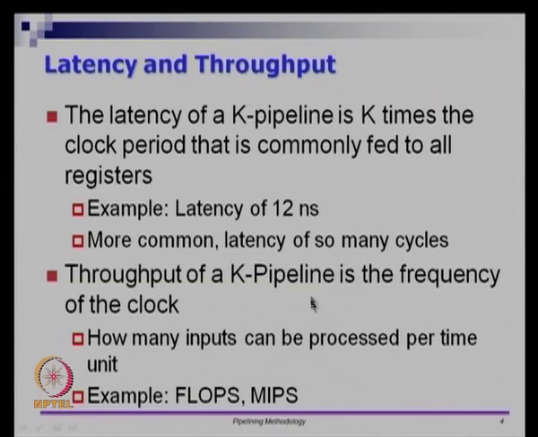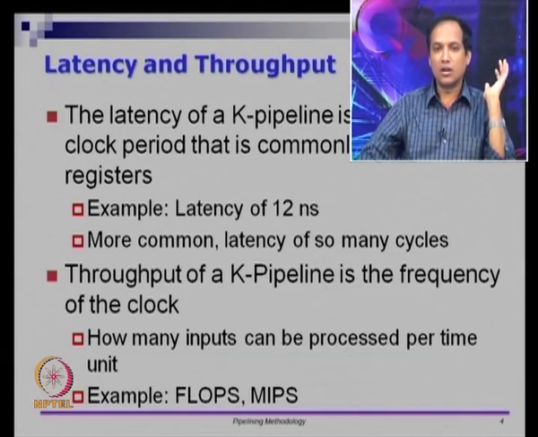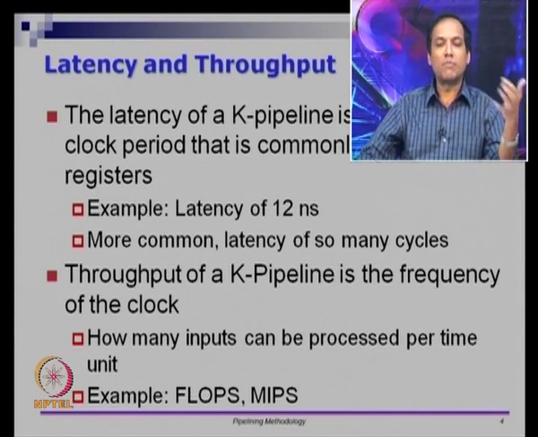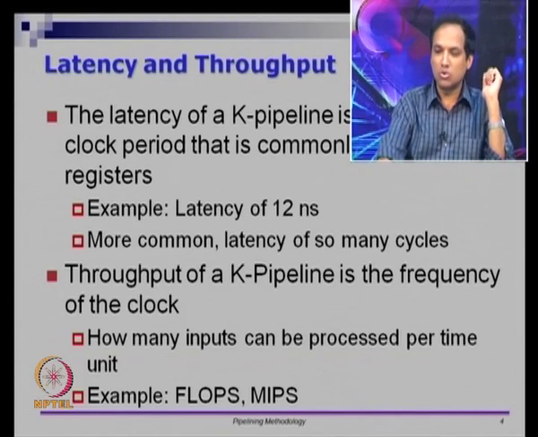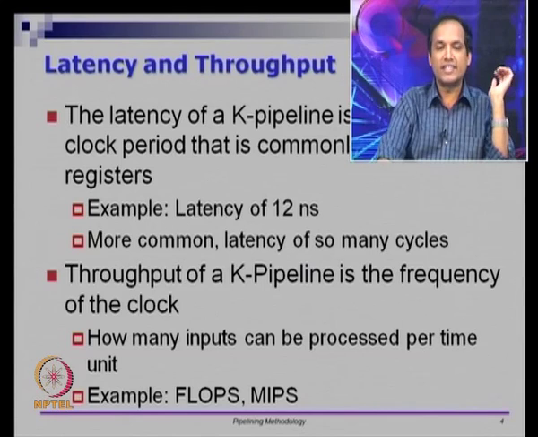And the throughput of a k-stage pipeline circuit is the frequency of the clock that you are giving. How many inputs can be processed per unit time is usually the throughput, and examples are the number of floating point operations you do per unit time, or the number of millions of instructions you can process per unit time, and so on. These are all measures of throughput. In the laundry example we said our throughput is 1 by 60 loads per minute.